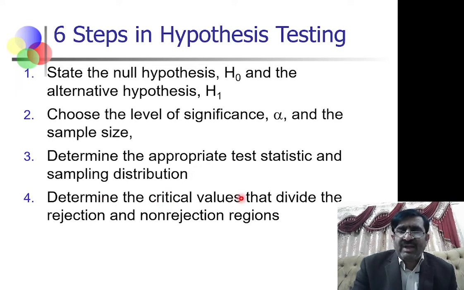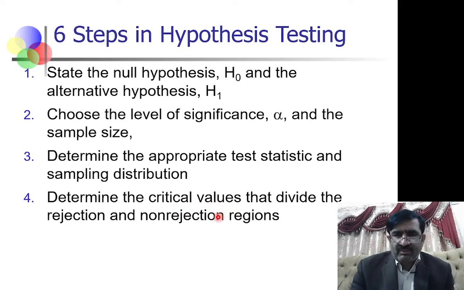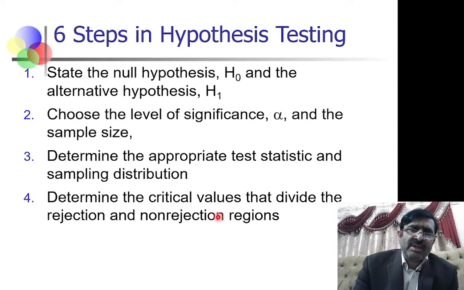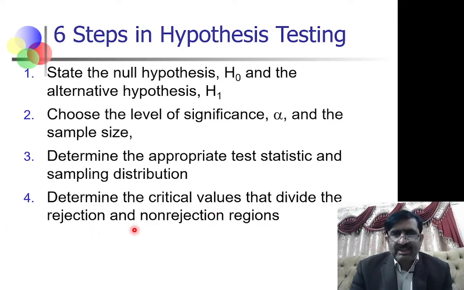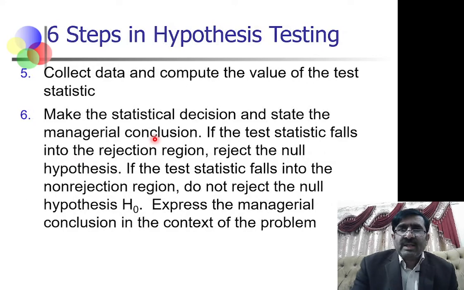Determine the critical value that divides the rejection or non-rejection region. For example, if you write alpha is 0.05, on the basis of that you will have to get some critical value, evaluate it, and find out where is the separation point between the null and alternate hypothesis. And then next we have to find out the test statistic, that is a Z-score.